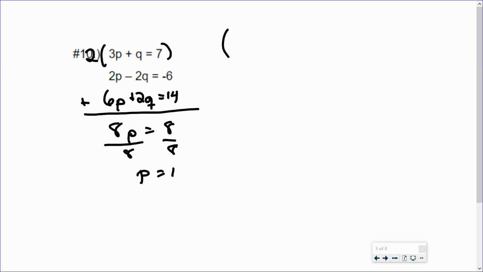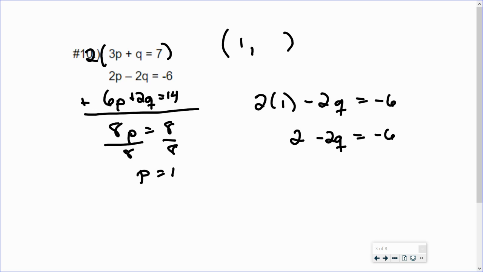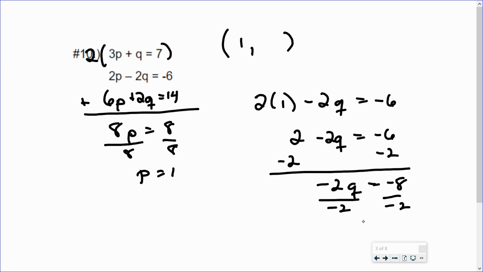All right, so alphabetically, P comes before Q, so I'll put it in that spot. Now I'm going to choose. Let's choose the bottom one this time. It doesn't matter, but just to give you a little variety, I'll choose the bottom one. All right, get rid of the parentheses, so multiply that out. Let's get rid of this constant too, so let's subtract it from both sides. Let's get rid of this -2, let's divide it. So Q is 4.